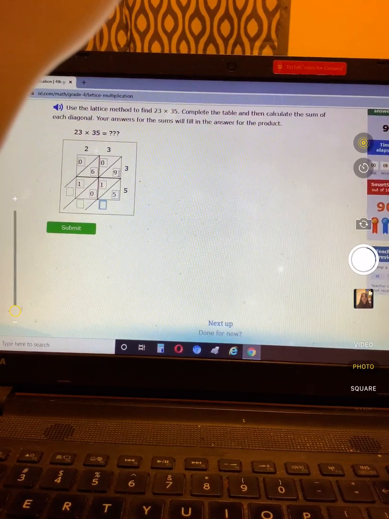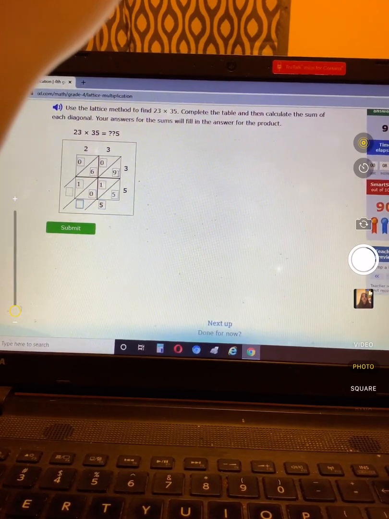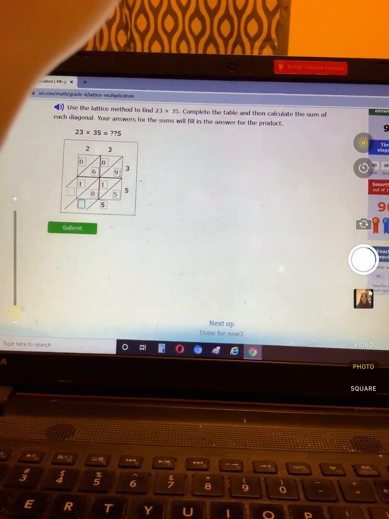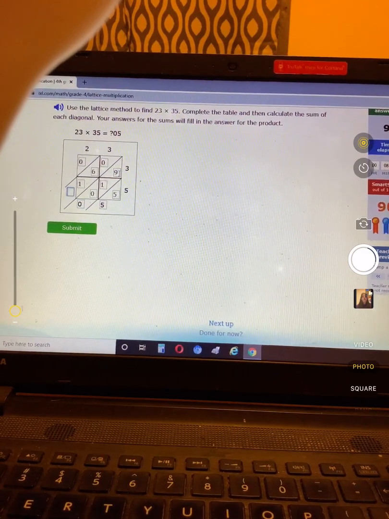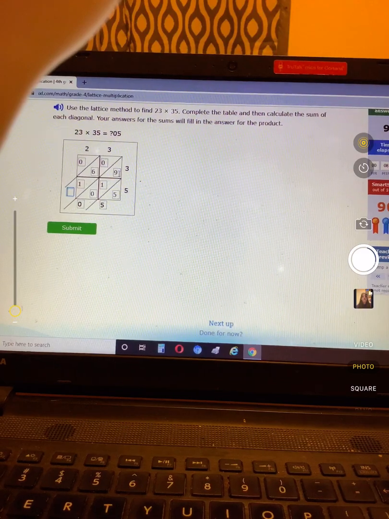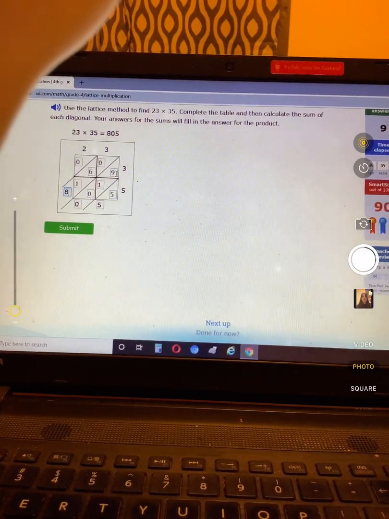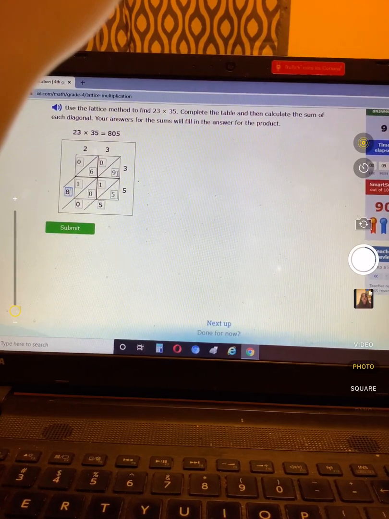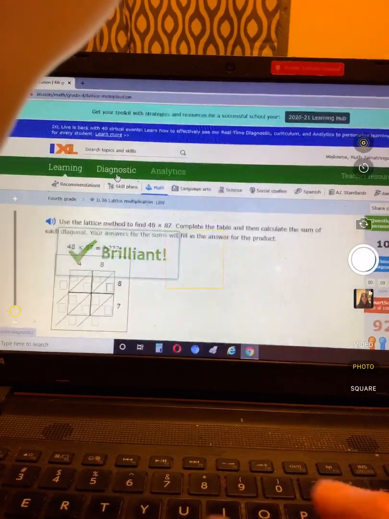Now we add. 5 plus nothing is 5. 9 plus 1 plus 0 is 10. Put your 0 down there. Carry your 1. So 1 plus 1 is 2, plus 6 is 8, and then 0. So 23 times 35 should equal 805.